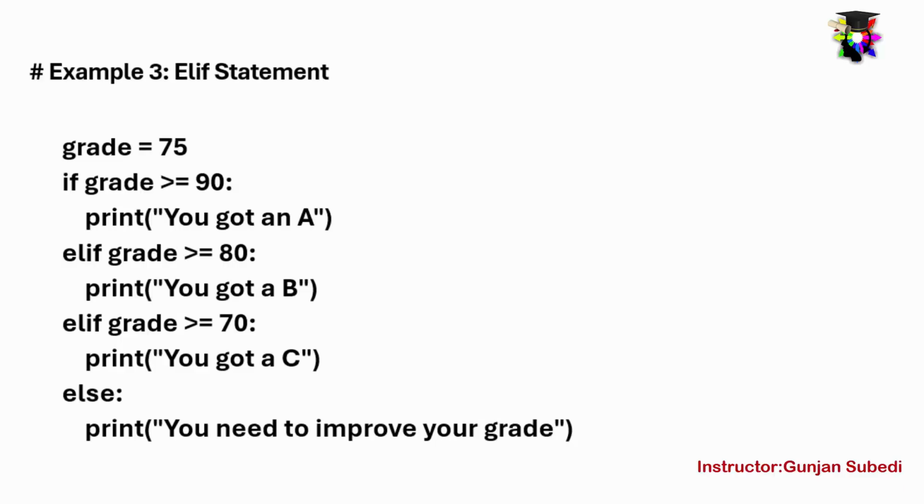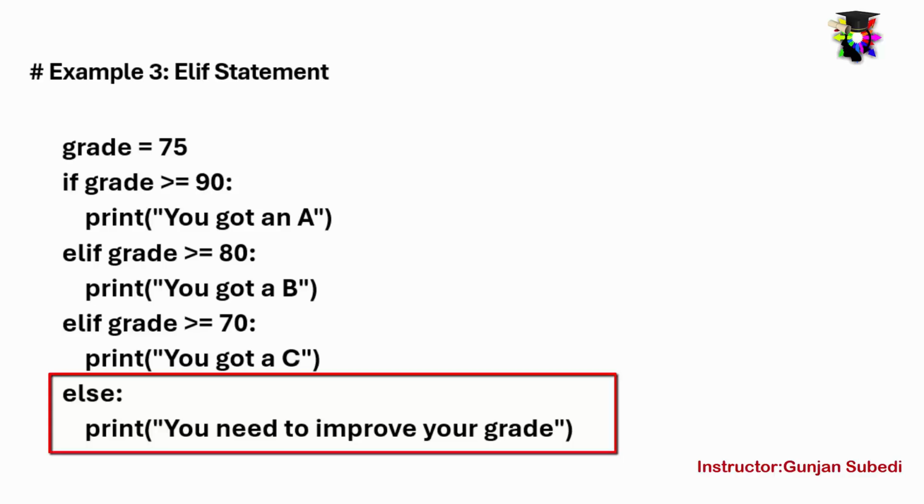If the grade is not 90 or higher, this line checks if the grade is 80 or higher. If it is, the program prints, you got a B. If the grade is not 80 or higher, this line checks if the grade is 70 or higher. If it is, the program prints, you got C. At last, if the grade doesn't meet any of the conditions above, or it's lower than 70, this line executes. And if the grade is lower than 70, the program prints, you need to improve your grade.